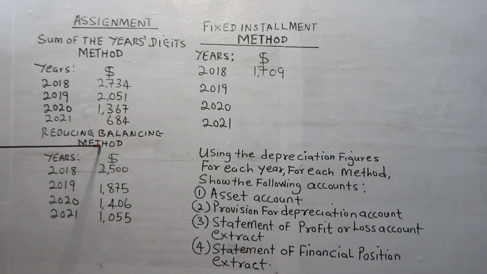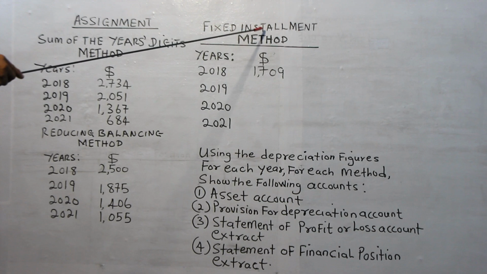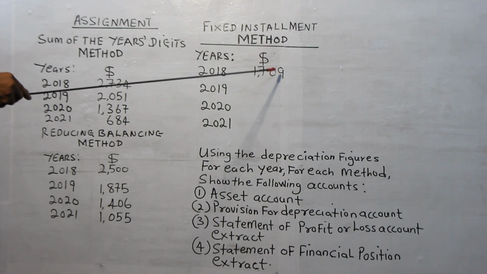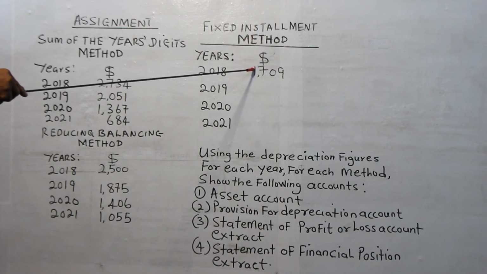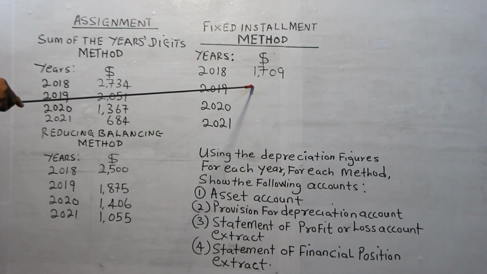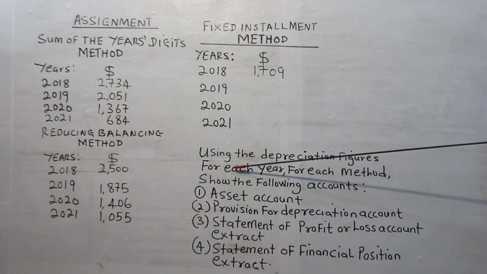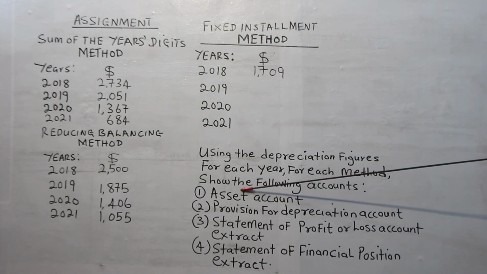Then for reducing balance method, the year 2018, we have 2,500 as depreciation calculated at the end of the accounting year. For 2019, we have 1,875. For 2020, we have 1,406. For 2021, we have 1,055. Then for fixed installment method, we have the years. For 2018, we have $1,709. Of course, in fixed installment method, it is the same amount that will be used for year 2, year 3, and year 4.